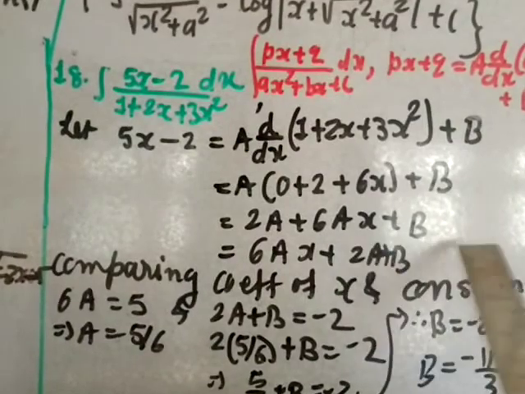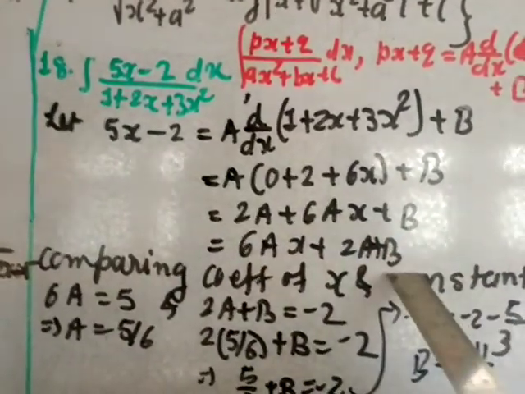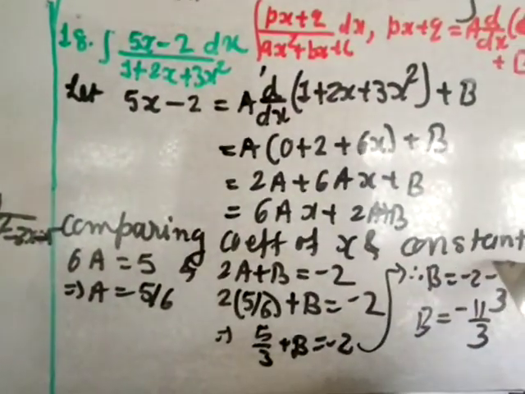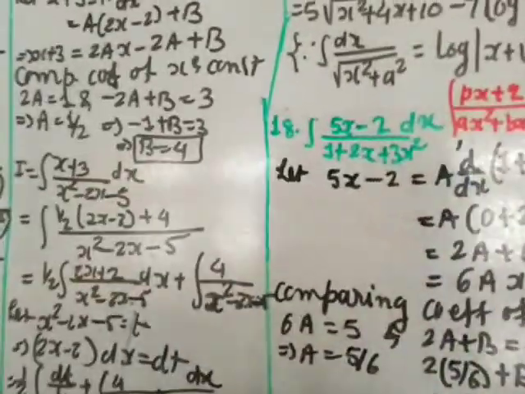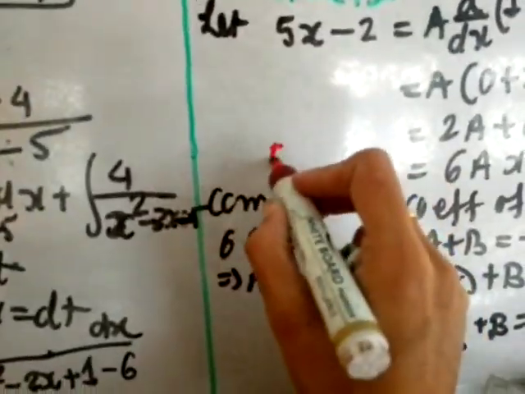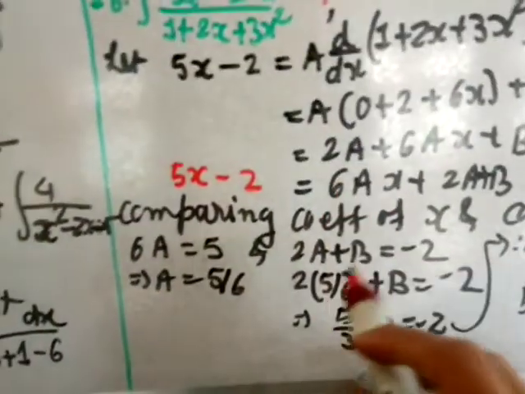So let us write in order. This is 6Ax plus 2A plus B. Now this side is 5x minus 2. I have to compare the coefficient of x and the constant term. So here the coefficient of x is 5. Okay, I'll write it down here so it is easy to compare. Here I'll write 5x minus 2.